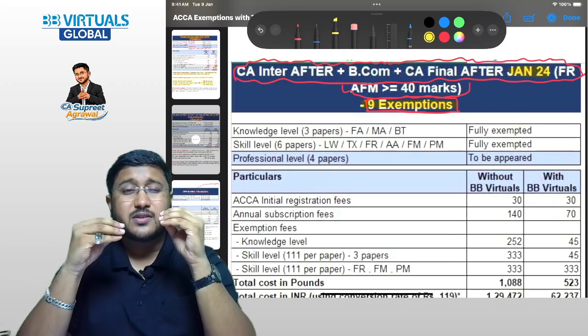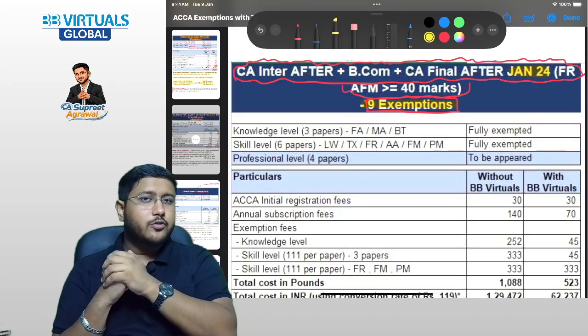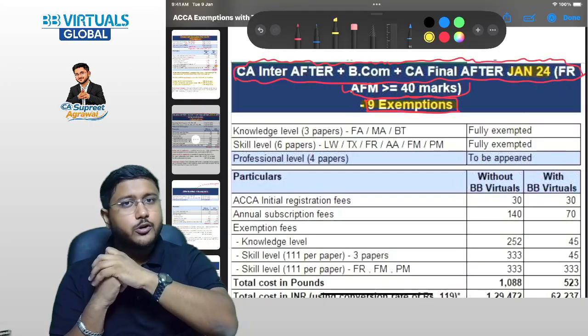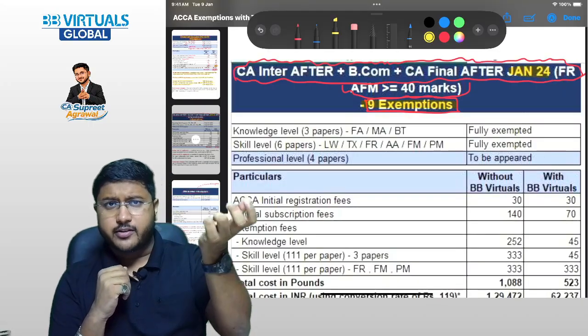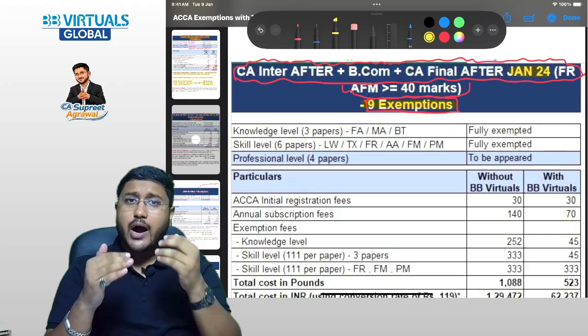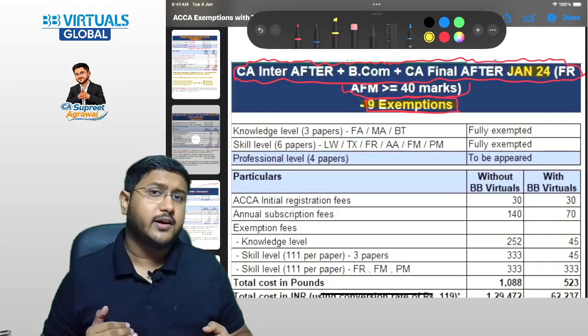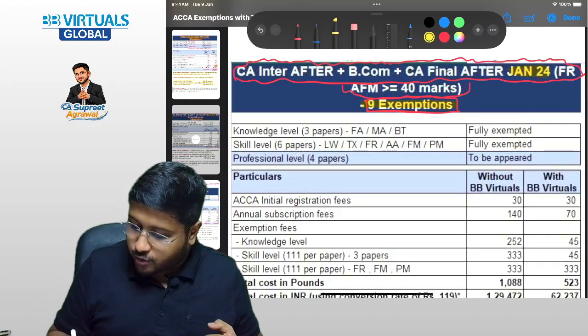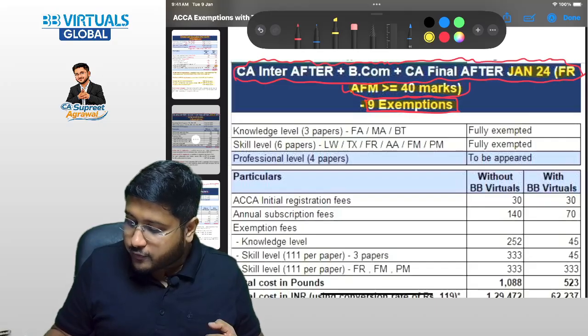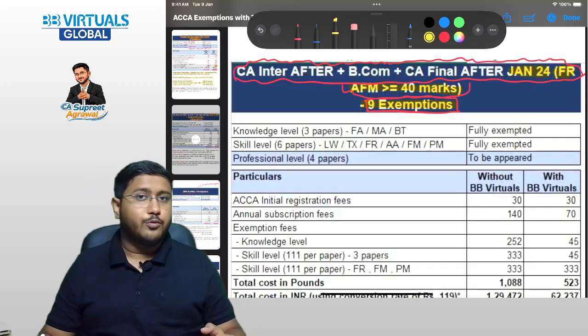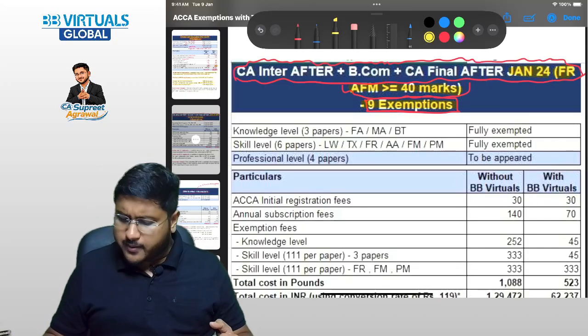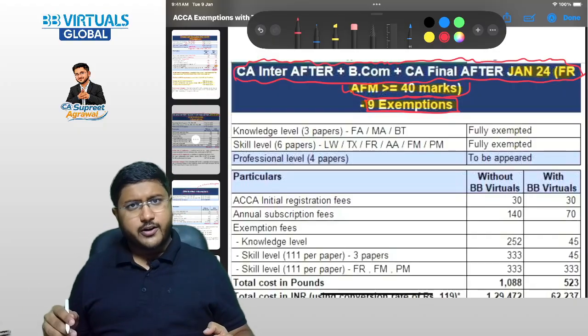Then here comes a little bit of query in the mind of students, that 9 exemptions is for CA qualified, right? CA qualified, CMA qualified with more than 5 years of experience. How are somebody who has not cleared CA getting it? So that is totally dependent on you getting 40 or more than 40 marks in FM and AFM both papers. Okay, can it be in different attempts also? Yes, it could be in different attempts also.